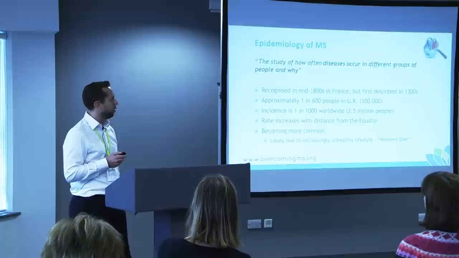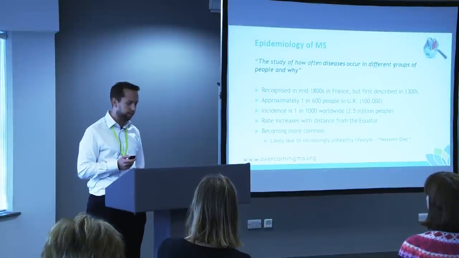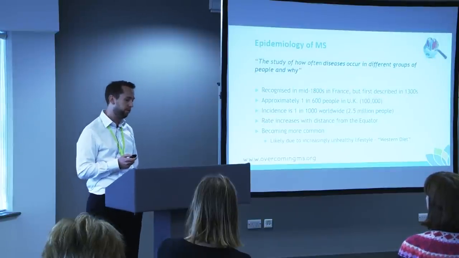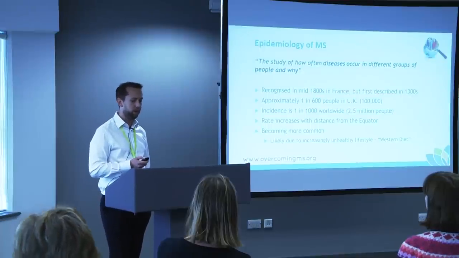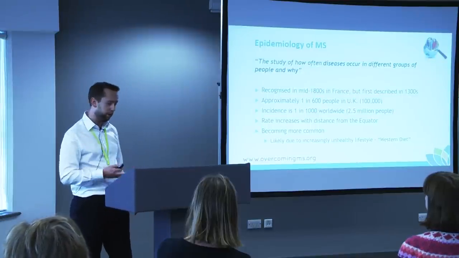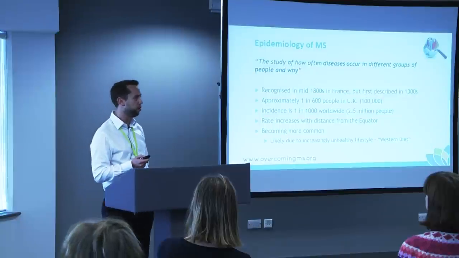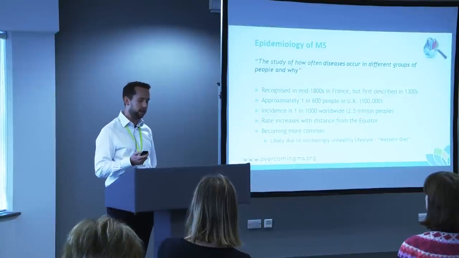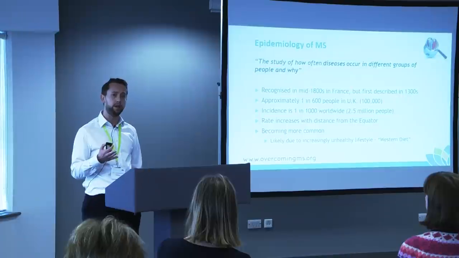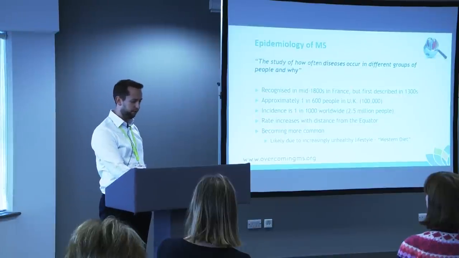We know that approximately 1 in 600 people in the United Kingdom, so that's 100,000 people, have the disease. And around the world, there are 2.5 million. So on average, 1 in 1,000 people will suffer from MS around the world. The further you move north or south towards the poles from the equator, the rate of the disease increases. And we also know that it's becoming more common. We think that that is likely due to increasingly unhealthy lifestyles or the Western diet. And I'm going to tell you a lot more about that.